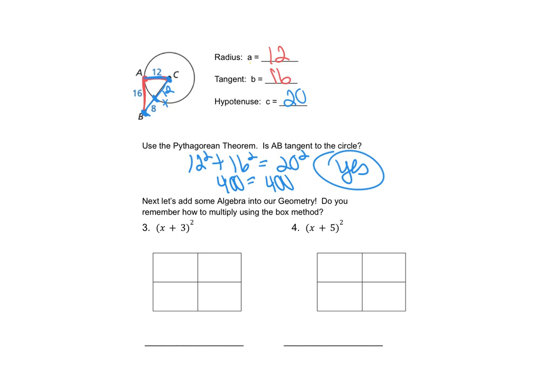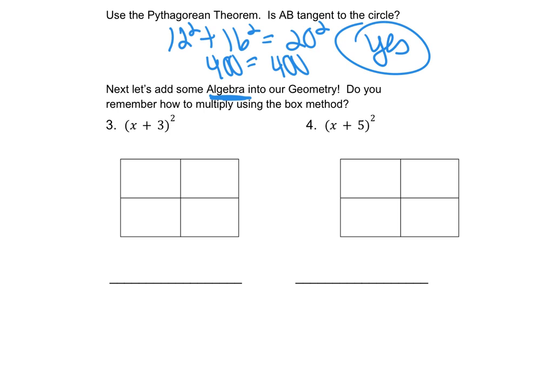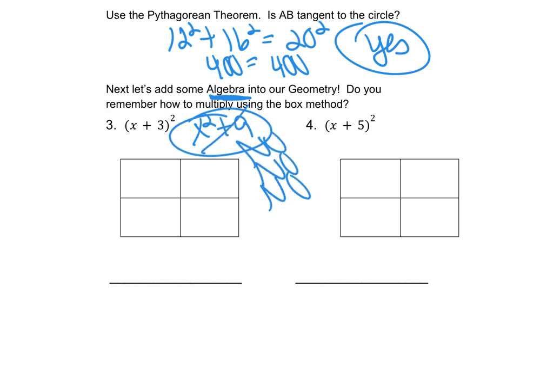Of course, we're going to add a little bit of algebra into our geometry world. Do you remember, this is one of the skills we're going to use today when we're using the algebra to figure out if a segment is tangent. The box method, that's how I teach multiplying binomials. X plus 3 is a binomial. Bi means 2. X is a term. 3 is a term. That's 2 terms. So if we have x plus 3 squared, that does not make x squared plus 9. That is a big no, no, no, no. Just make sure you remember that.